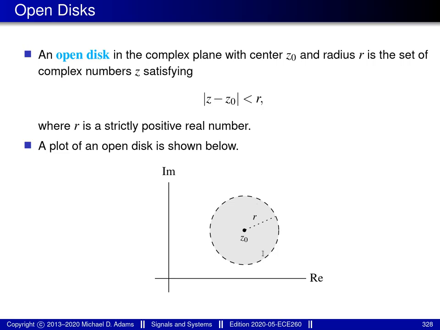I've drawn the border of the circle with a dashed line to indicate that the points on the border, on the actual circle itself, are not included. The fact that the border is not included is due to the fact that this is a strict inequality. It's strictly less than, it's not less than or equal. So this is what we call an open disk.